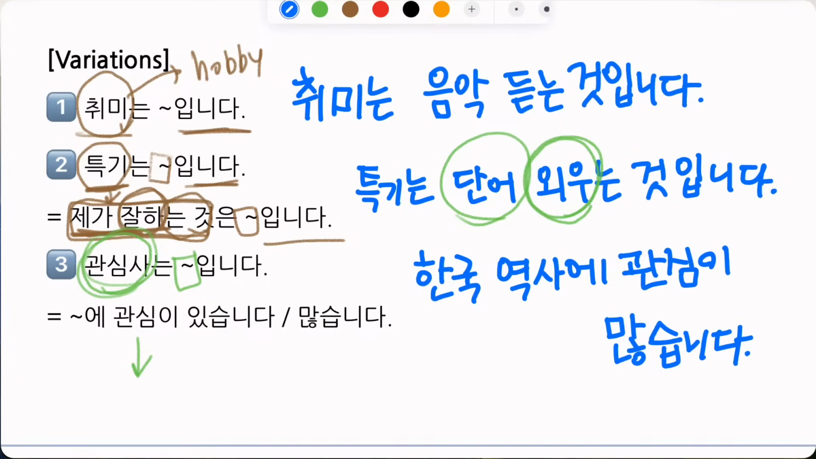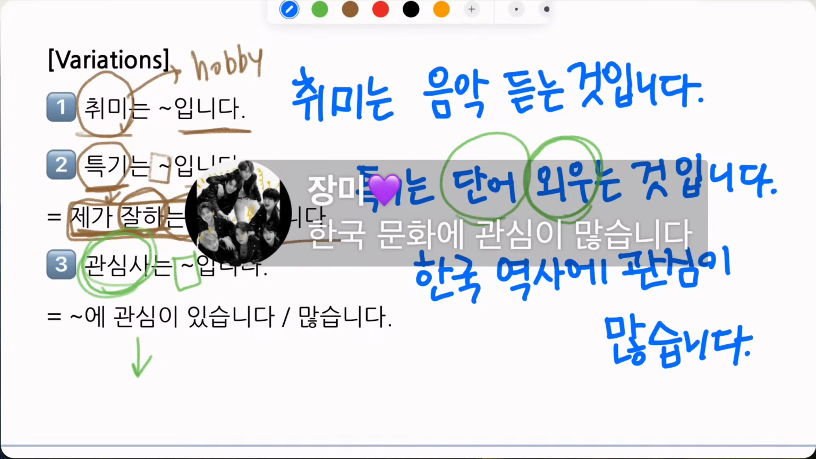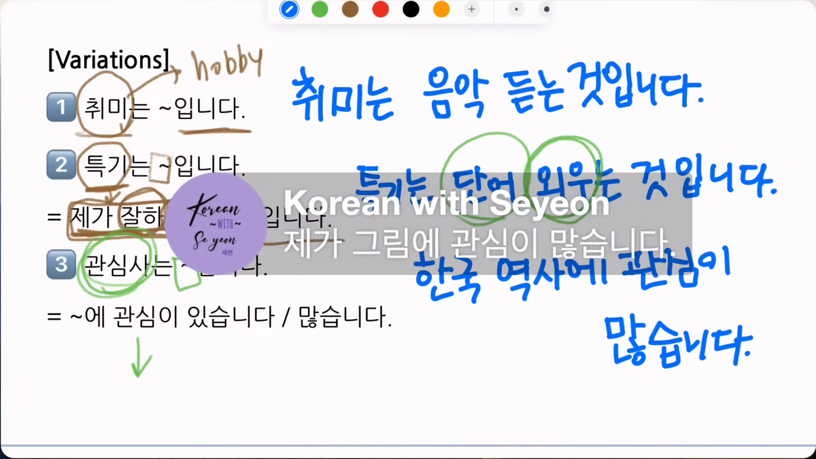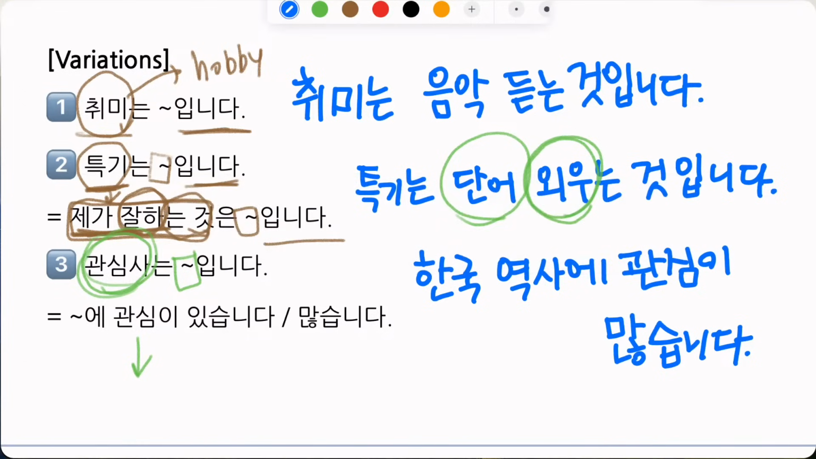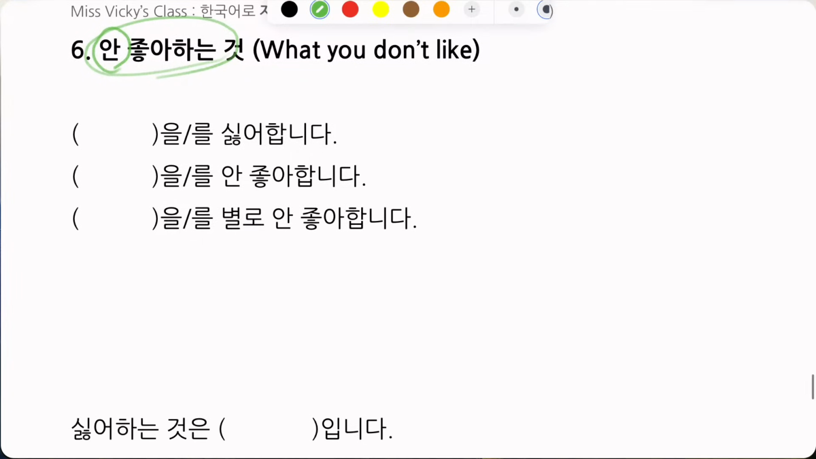이런 식으로 말을 할 수가 있어요. 아니면 뭐 한국 문화, Korean culture에 관심이 많습니다. I'm interested in Korean culture. 그리고 I'm interested in paintings. 그림에 관심이 많습니다. 좋아요. 이런 식으로 할 수 있고 그리고 for what we don't like, we already covered this in the previous section. So basically you can say 안 좋아하는 것은 blank.